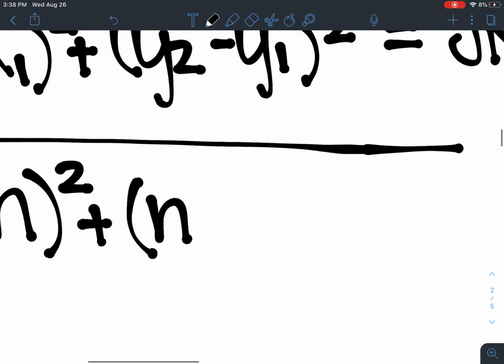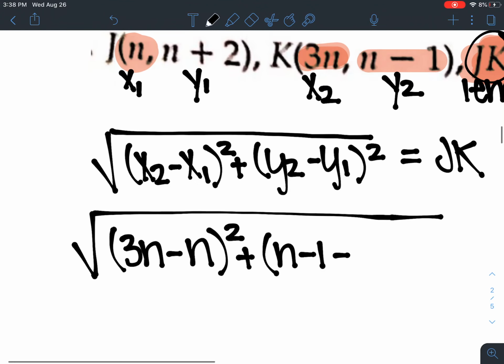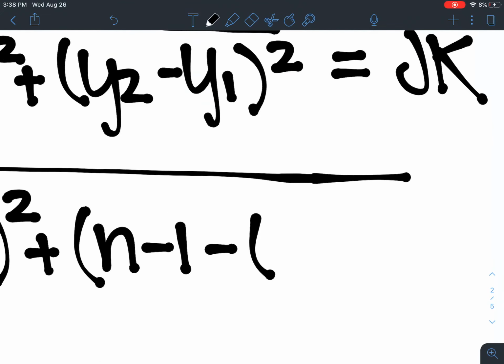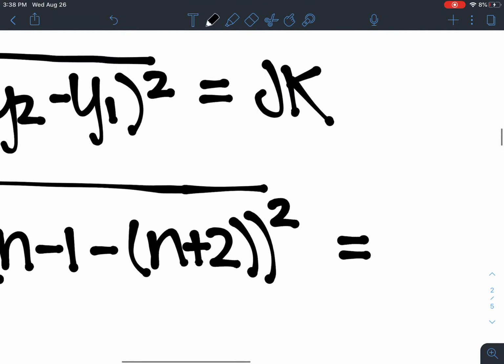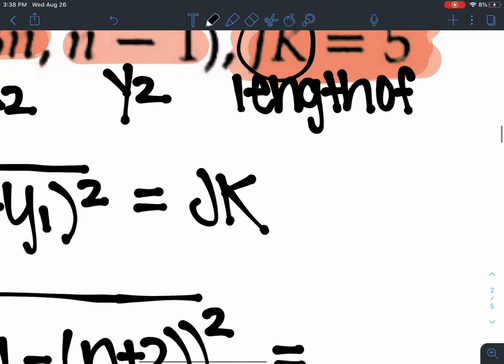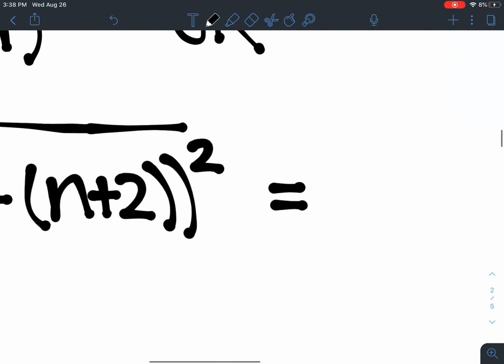minus, and this is where students make mistakes, because when we write in that y1, which is n plus 2, we have to subtract the entire thing of y1, which means that we need to put that in parentheses. So n plus 2 needs to go in parentheses, close up both sets, and then squared, okay? So the common mistake here, guys, is not putting in those parentheses around that y1. Now, we're going to set that equal to the length of JK, which we know is 5, right here. The length of JK is 5.